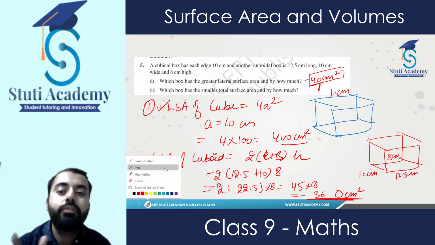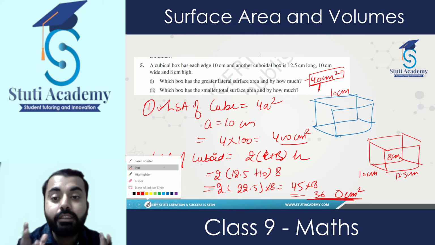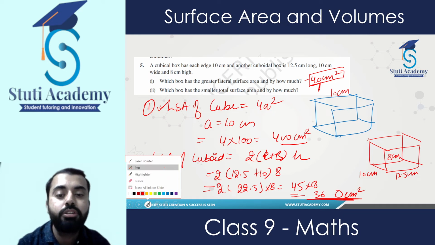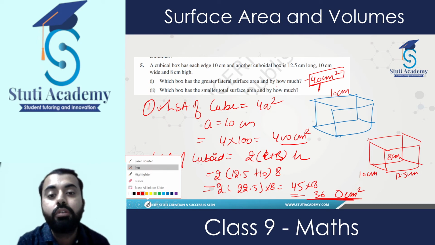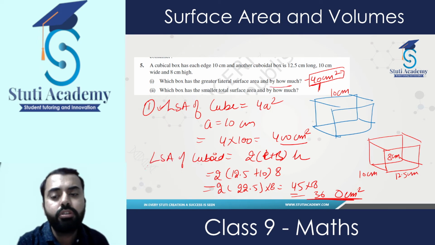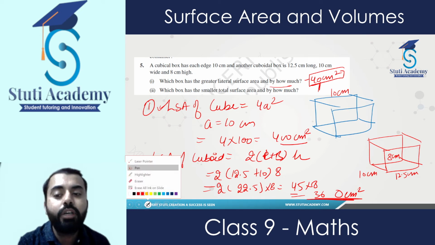If you had to find out which figure had a greater lateral surface area, you had to firstly find out the lateral surface area of both figures, then compare them. Which one had the bigger one? You just have to subtract the other one from it, and the value that you get will be how much more. You guys know how to do this. I have to tell you why we subtract.